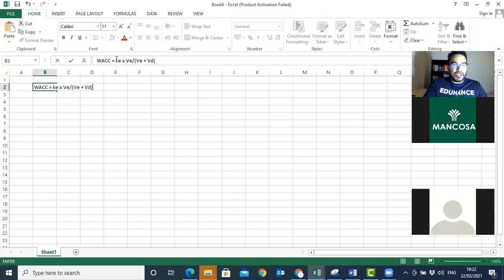I'm going to put this in big brackets plus cost of debt after tax multiplied by the weighting of debt. How do we calculate the weighting of debt? Value of debt divided by value of equity plus value of debt.